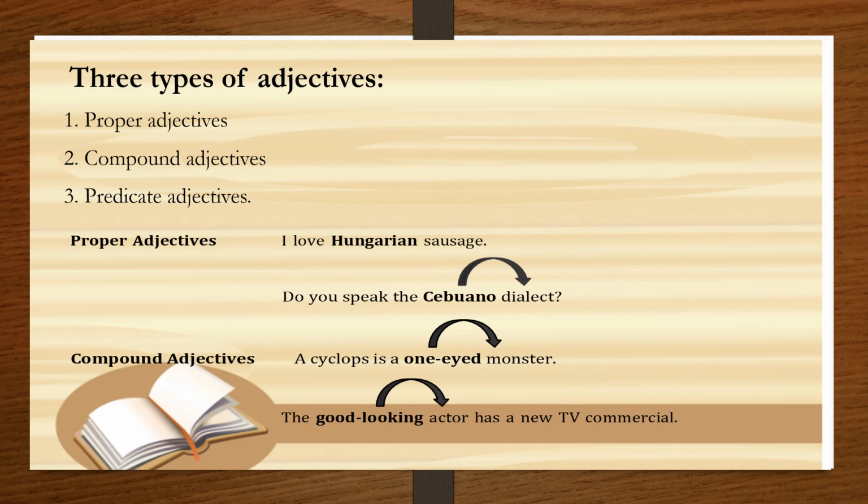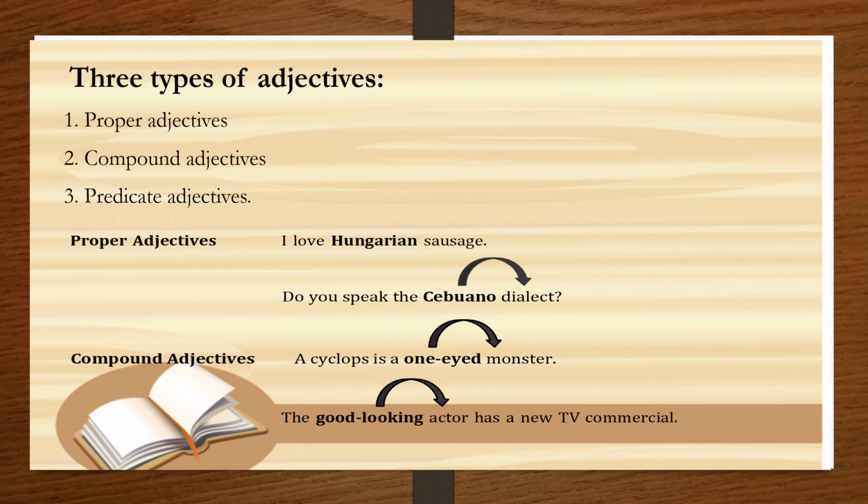So far, you have encountered 3 types of adjectives: proper adjectives, compound adjectives, and predicate adjectives. The first 2 are usually written before the word they modify. So, examples of sentences that have proper adjectives. I love Hungarian sausage. And do you speak the Cebuano dialect? Hungarian is a modifier for the sausage. Cebuano is a modifier or an adjective for the dialect.